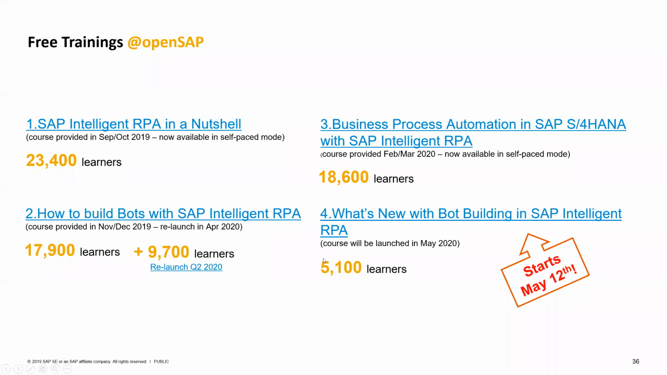We had a third one at the beginning of this year about how to automate around S4HANA with our colleagues from the S4HANA teams. More than 18,000 learners have followed that course. And the next one will come next week, May the 12th. It will be about the new way of bot building with our product, and we already have more than 5,000 learners enrolled. So feel free to use those courses to improve your Intelligent RPA skills.